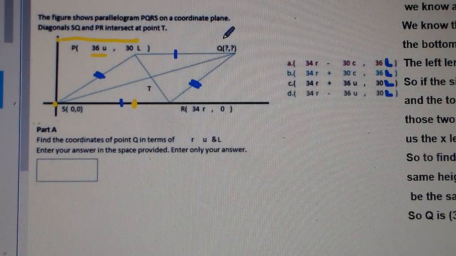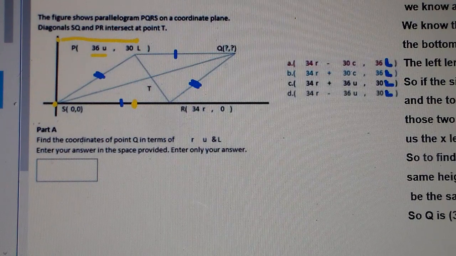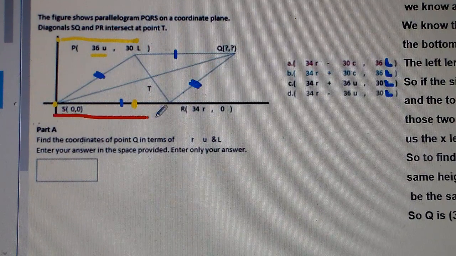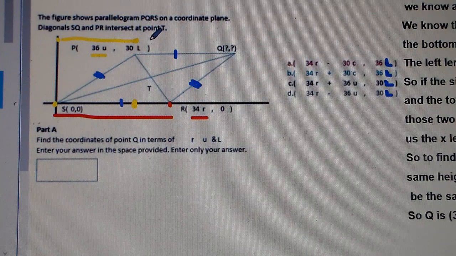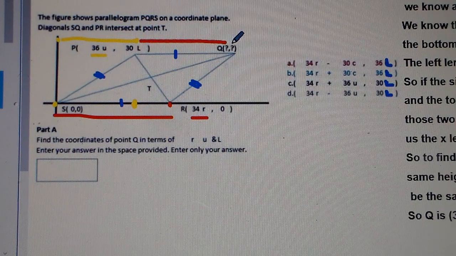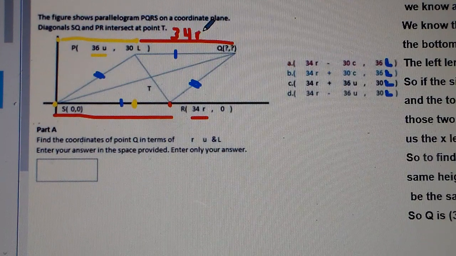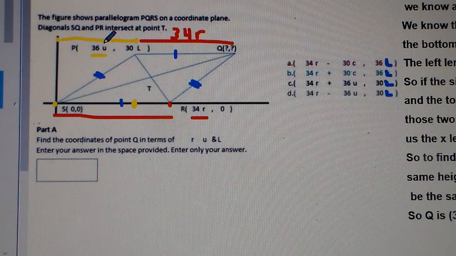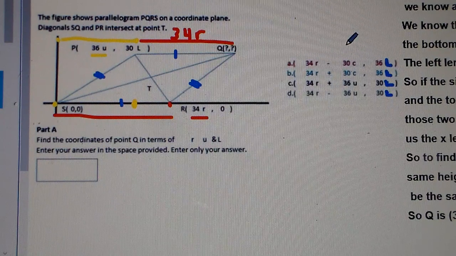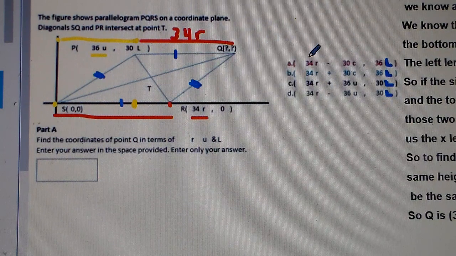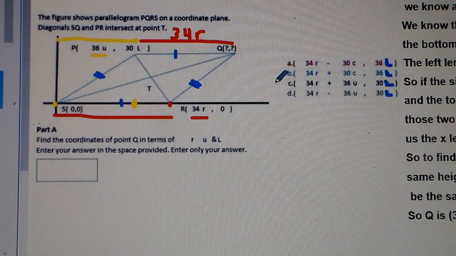Now going from that point all the way to Q, we know has the same length as that bottom piece. Now the bottom piece, which I'll highlight in red, going from the origin all the way to R, has a length of 34r. So this red line is going to be 34r also, because those two lengths are the same. So the answer would be 36u plus 34r, or 34r plus 36u, with a height of 30L, because this height is the same as that height. So the answer for this one would be C.